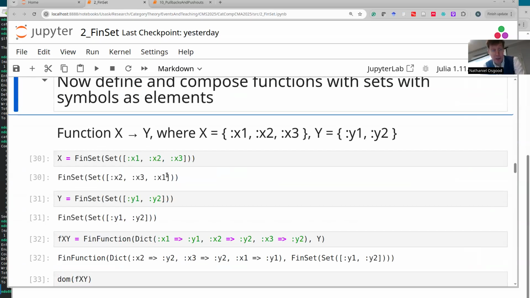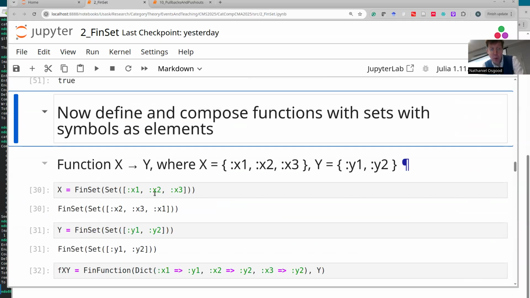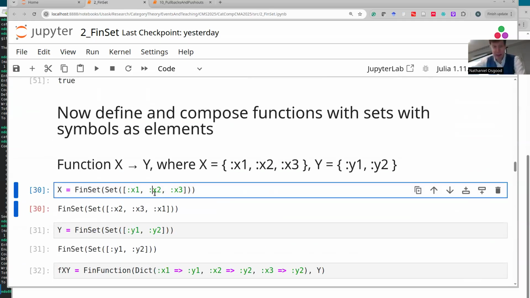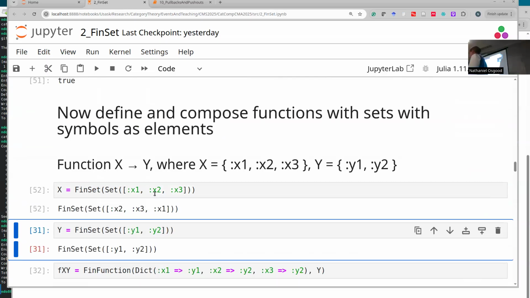Now, beyond this, and time is moving on, so I do want to get on to FinRel here quickly. We can define fin sets as sets with other Julia elements. In this case, these are symbols in Julia. The symbol x1, the symbol x2, the symbol x3.